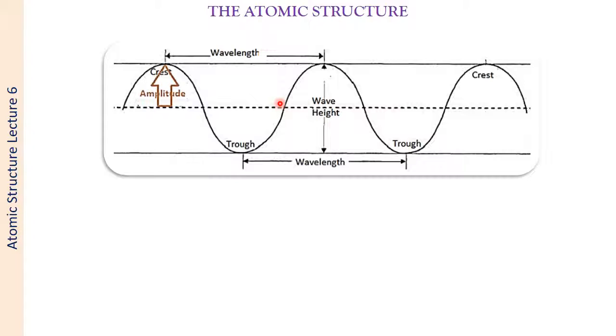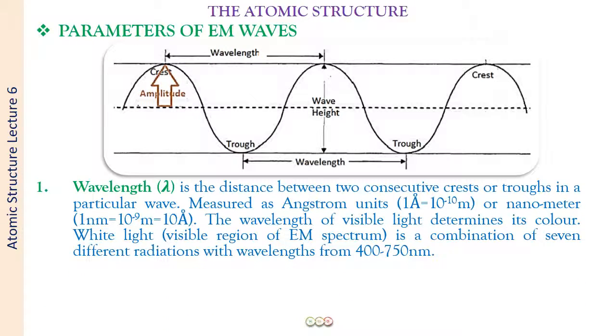So let us understand what the parameters of these electromagnetic waves are. They are exactly similar to what we describe for the transverse waves in physics. Wavelength is the distance between two consecutive crests or troughs in a particular wave. Since it is a measurement of length, it is measured in Angstrom unit, where 1 Angstrom is 10 power minus 10 meter, or in nanometer, where 1 nanometer is 10 power minus 9 meter, that is 10 Angstroms.